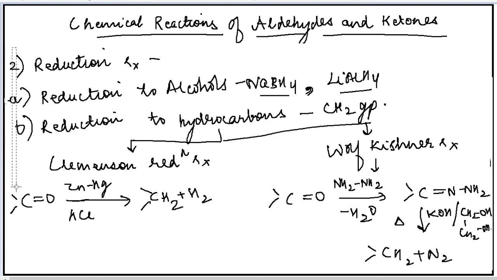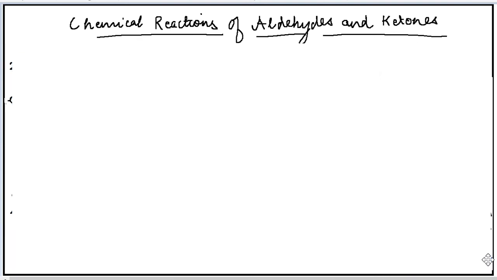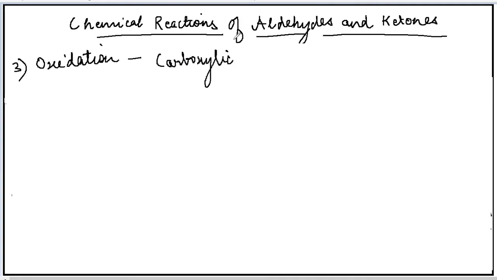The next reaction that is given by aldehydes and ketones is the oxidation reaction. Aldehydes and ketones also give oxidation reaction. When aldehydes and ketones undergo oxidation, they will form carboxylic acids. So aldehydes and ketones will give carboxylic acids on oxidation. The general formula for carboxylic acid is this.